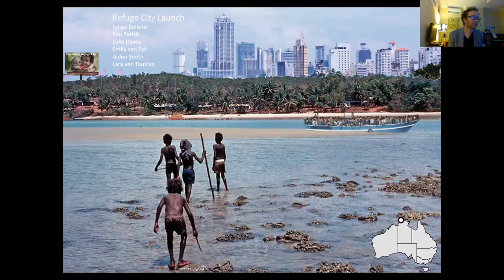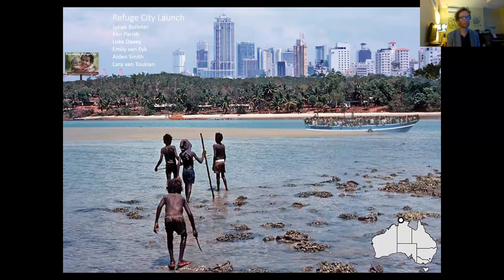It's called Refuge City. According to the experts, Australia is one of the most successful multicultural societies in the world. Nonetheless, in recent times, Australians have come to regard population growth, particularly immigration, as a problem at best to be solved. In contrast, we believe that population growth and migration is a creative opportunity to shape new Australian cities unlike any we've built today.